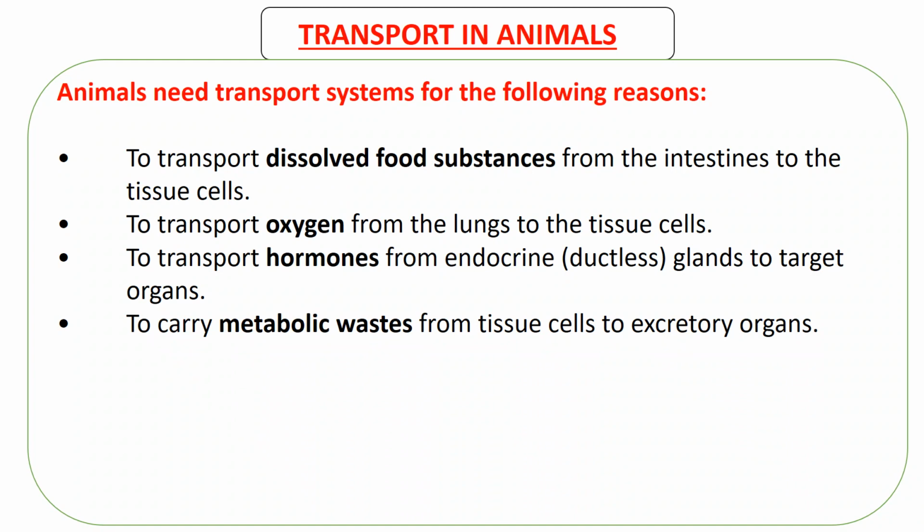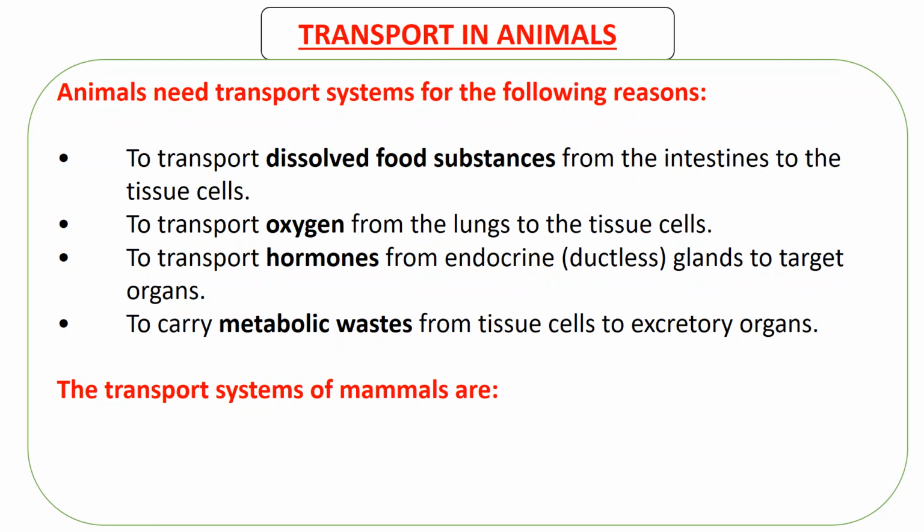Also, to carry metabolic waste from tissue cells to excretory organs. When cells are doing whatever they're supposed to do, there are always waste products, things that don't need to be used, things that have been left out after some important things have happened. These waste products have to be transported to where they are supposed to be removed from the body. Once they are made, they have to be taken to excretory organs. So we need the transport system for that.